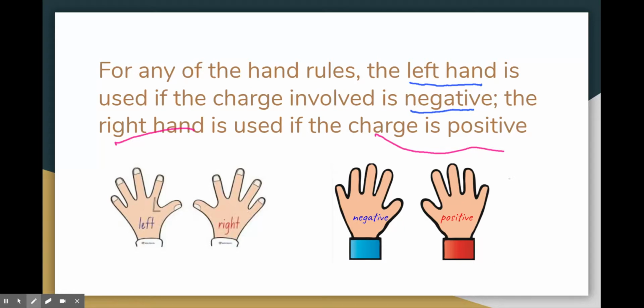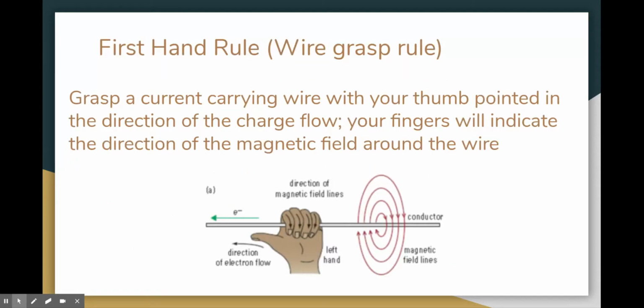And definitely when we get away from wires, we can have positive charges moving through other mediums, like through water or through space or something like that. But for now, keep that in mind. When we talk about the hand rules, we can talk about them generally. Left hand is for negative charges, right hand is for positive charges.